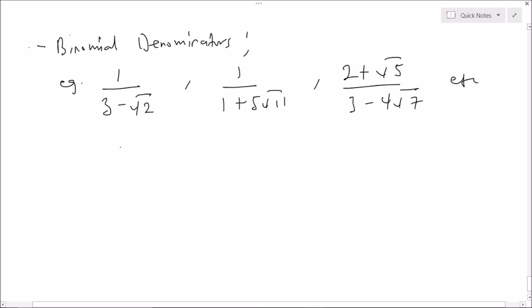Now let's look at how to rationalize these examples. Solutions. A. We have 1 over 3 minus root of 2. Now, before you can rationalize these examples, you should understand what we refer to as the conjugate of a surd. So, NB.